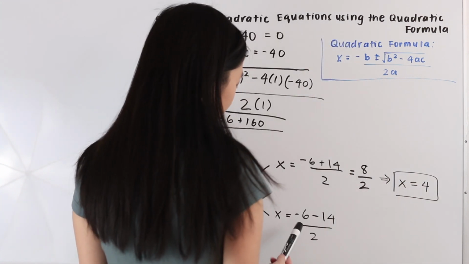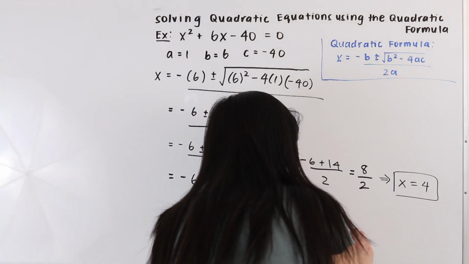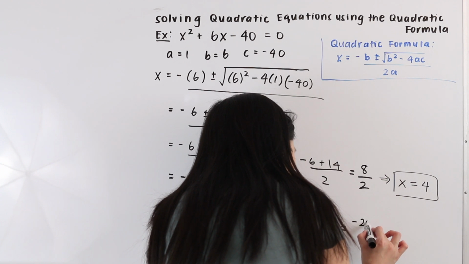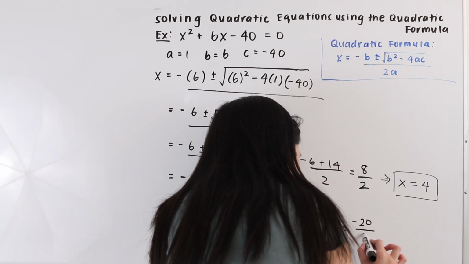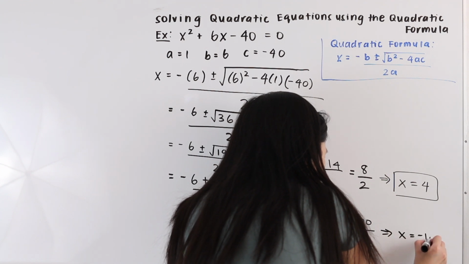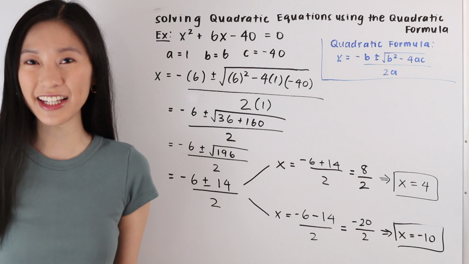In our second case, we have x is equal to negative 6 minus 14 over 2. And we can go ahead and simplify this. So negative 6 minus 14 is equal to negative 20, and this is over 2. And so simplifying this, we have x is equal to negative 10. And so that is how you solve quadratic equations using the quadratic formula.